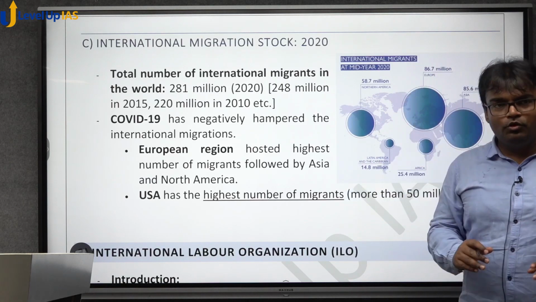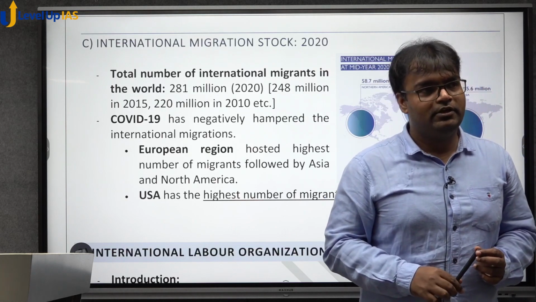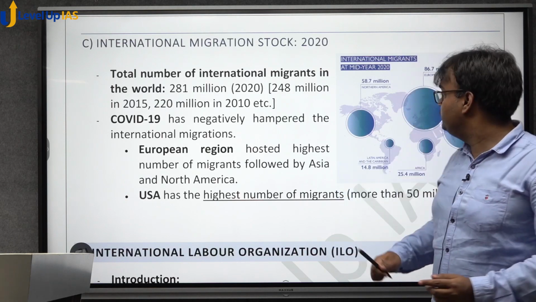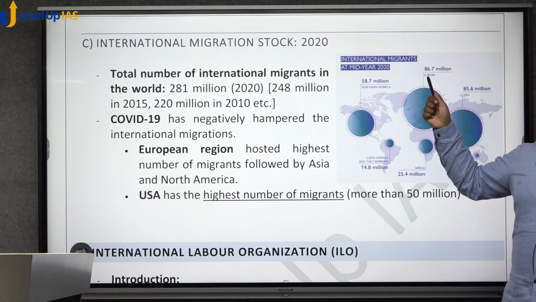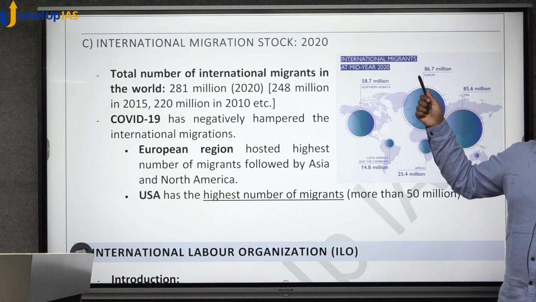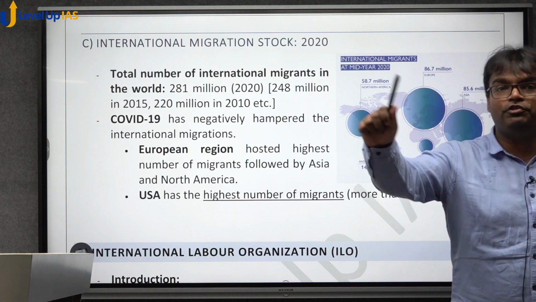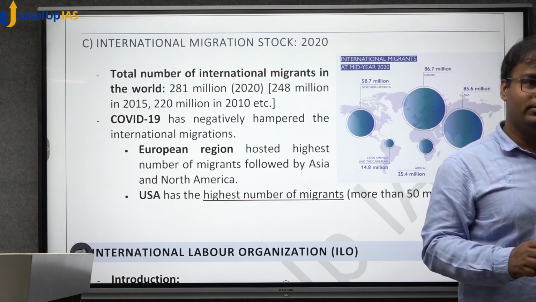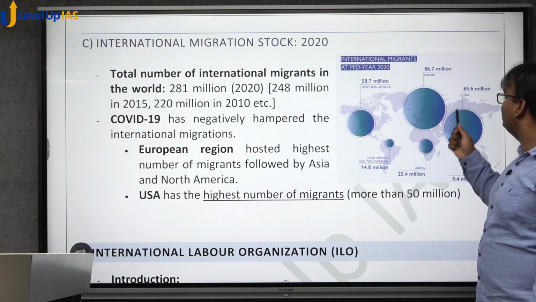Now, which is the region which will have the highest number of migrants? Many of you may say the American continent, but no, it is Europe. 86.7 million international migrants are there in Europe. Please understand, these are international migrants. So someone from Eastern Europe going to the UK, going to Germany, those are also migrants. The second highest number of migrants are in Asia Pacific.